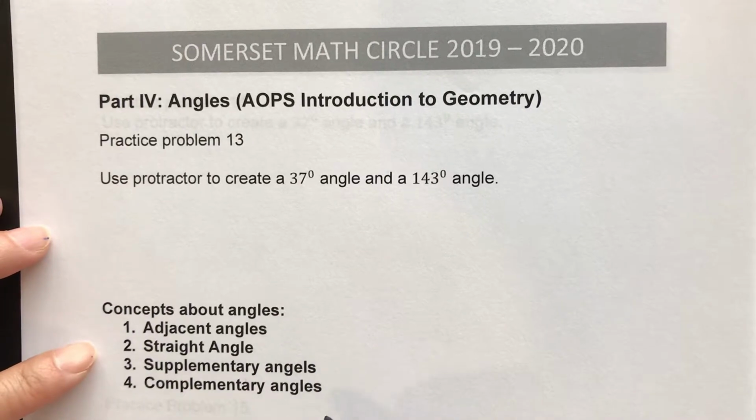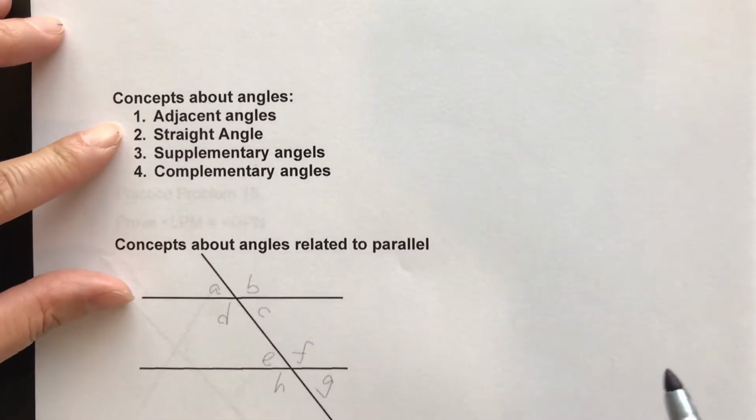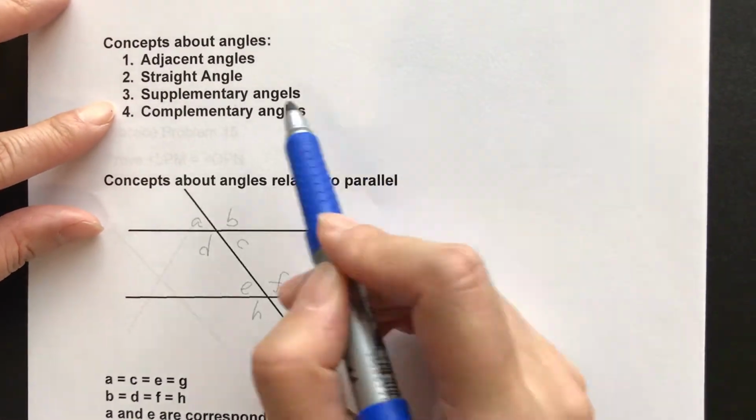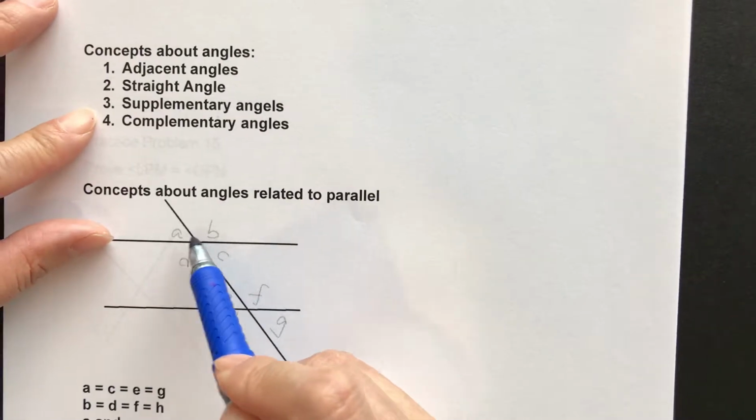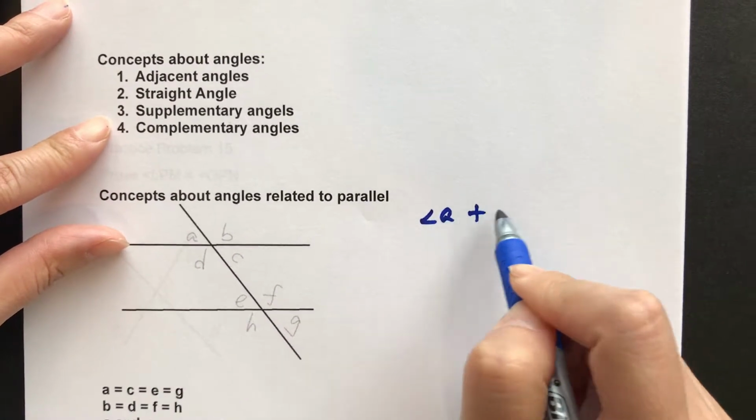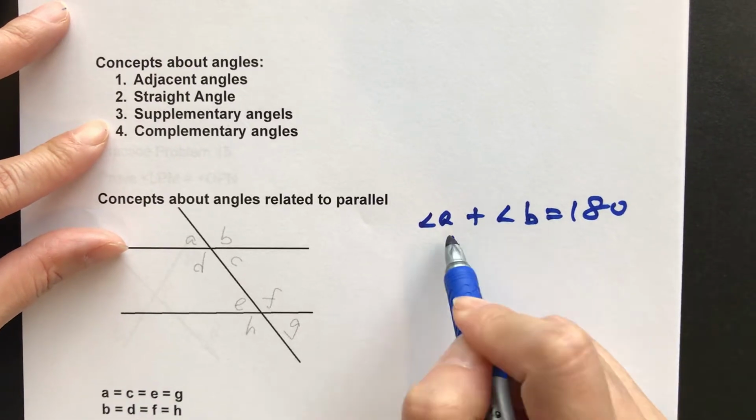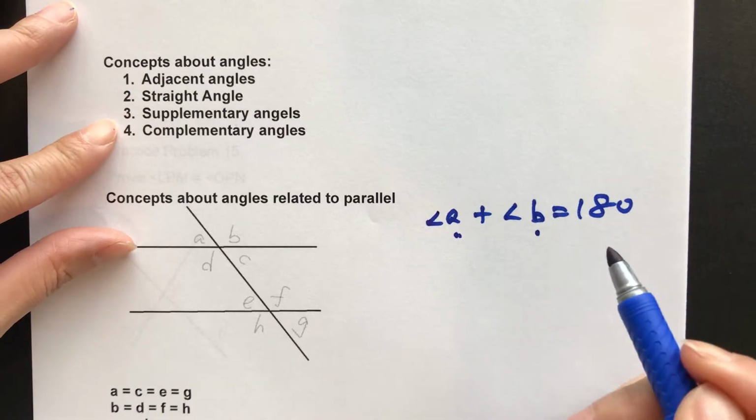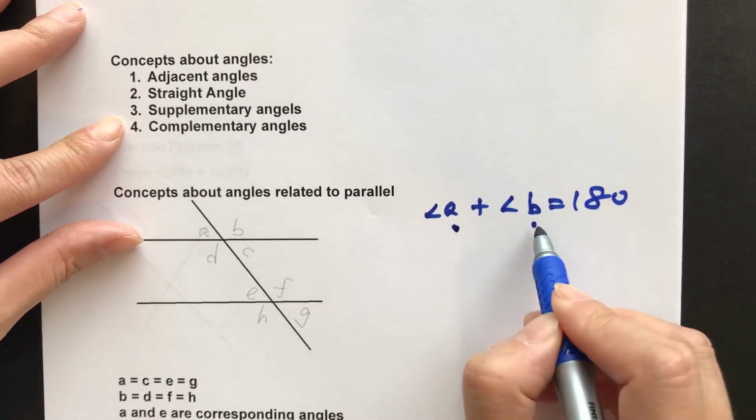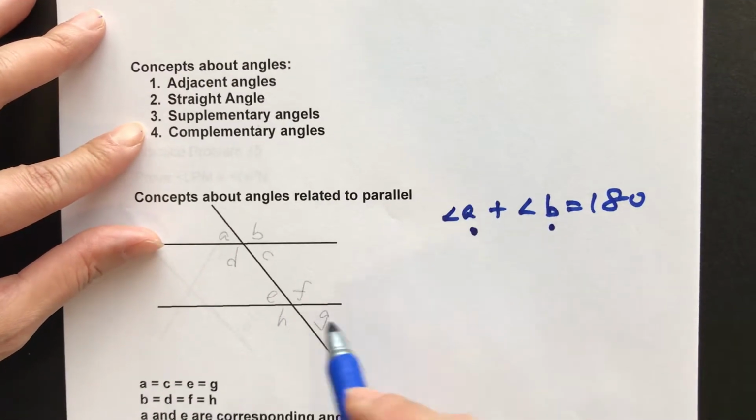Here are some concepts about angles. One, adjacent angles: if we use this, A and B are adjacent angles. Two, a straight angle is 180 degrees. Supplementary angles: let's use angle A and angle B as an example. If angle A plus angle B equals 180, then A and B are supplementary angles to each other. So A is the supplementary angle for B, and vice versa. B is the supplementary angle of A.